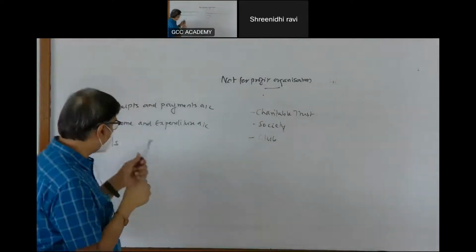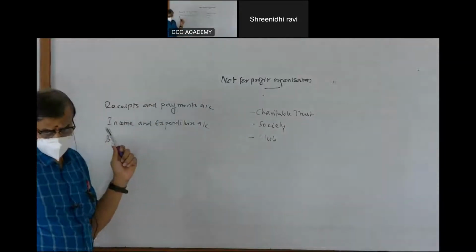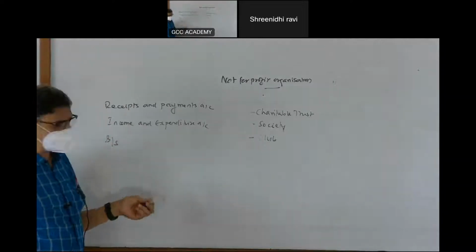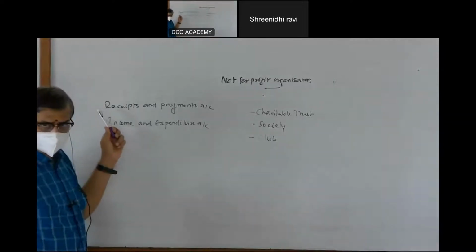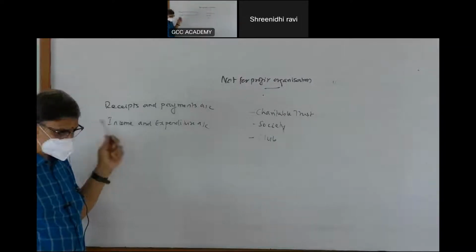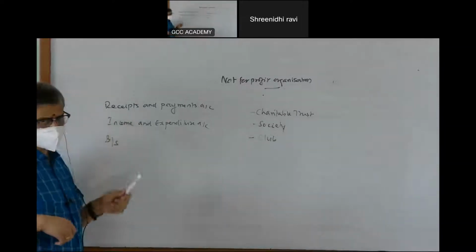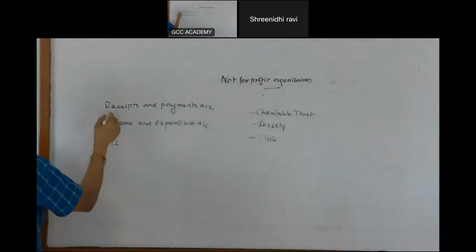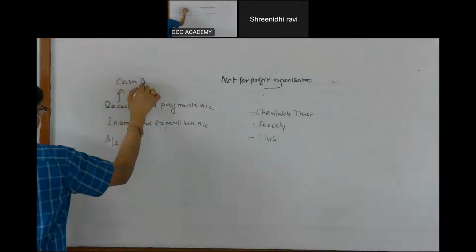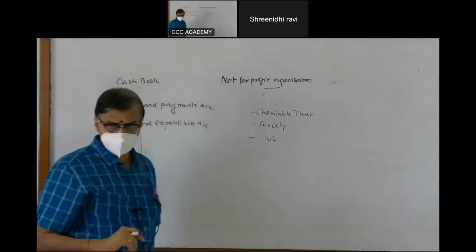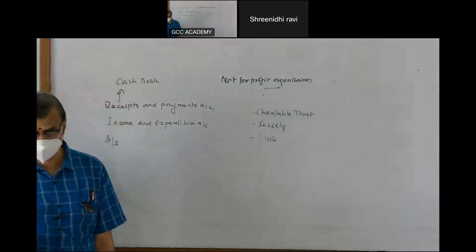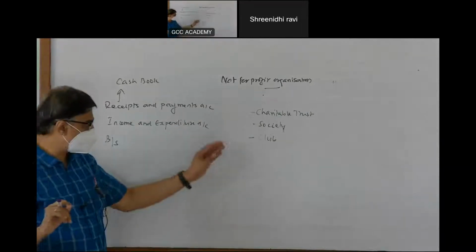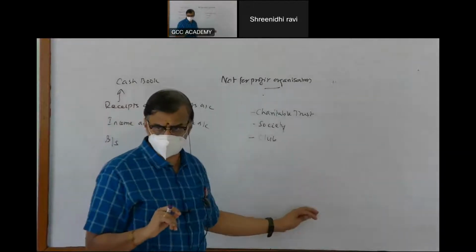Now, coming back to the nature of the accounts, receipts and payments account, income and expenditure account, and balance sheet, we need to understand how we are supposed to prepare this. When you take a receipts and payments account, understand this category, very important. It is something similar to what? A cash book. You know how to prepare a cash book. On the debit side, you've got all the receipts. On the credit side, you've got all the payments.